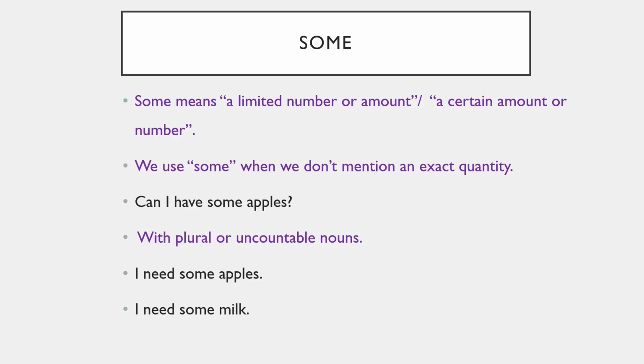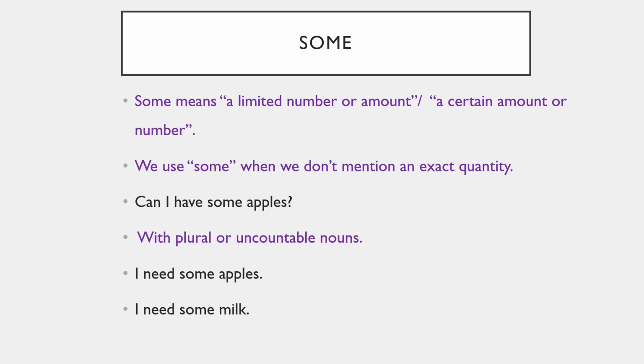Some. What does it mean? Some means a limited number or amount, or a certain number or amount. We use some when we don't mention the exact quantity. Now look at the example. Can I have some apples? Here, the speaker doesn't mention the exact quantity, how many he wants. So, we can use some.